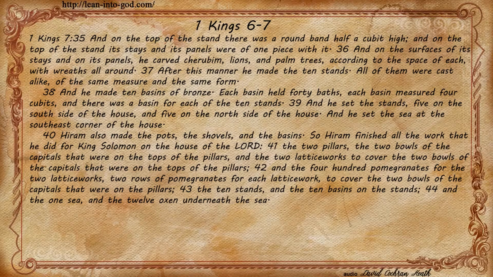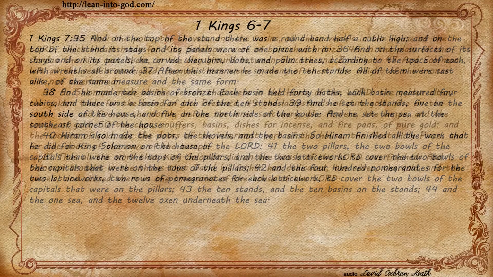So Hiram finished all the work that he did for King Solomon on the house of the Lord: the 2 pillars, the 2 bowls of the capitals that were on the tops of the pillars, and the 2 lattice works to cover the 2 bowls of the capitals that were on the tops of the pillars, and the 400 pomegranates for the 2 lattice works, 2 rows of pomegranates for each lattice work, to cover the 2 bowls of the capitals that were on the pillars, the 10 stands and the 10 basins on the stands, and the 1 sea and the 12 oxen underneath the sea.